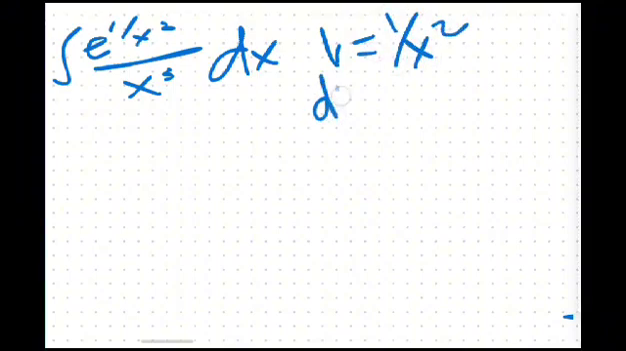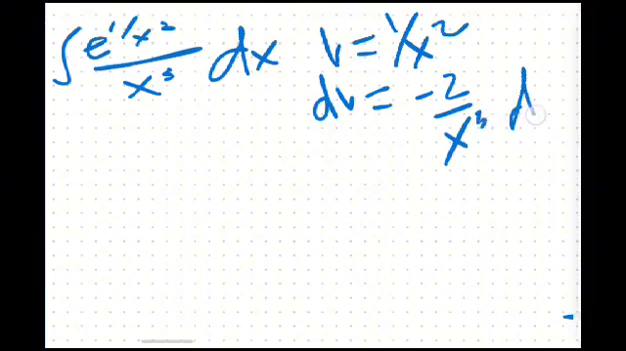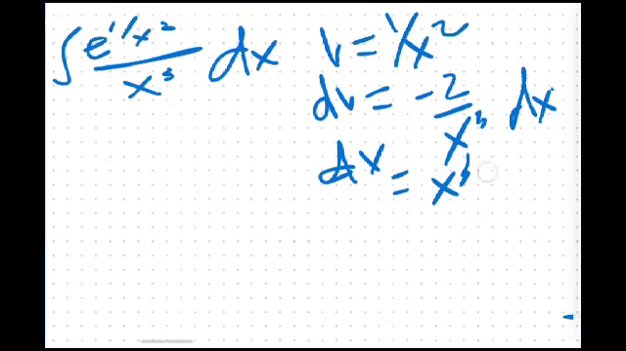Our du is going to be negative 2 over x cubed dx, and the value of our dx is going to be x cubed du over negative 2.